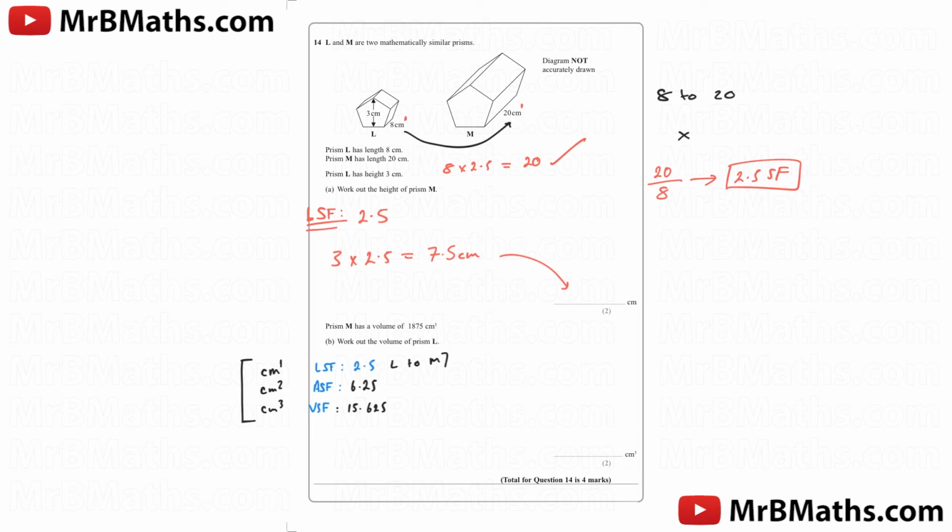So it's worth making this note. Okay, so to get from L to M, we had to multiply because we were increasing. Now we've been given the volume of M, and we need to get to the volume of L. So we are going to be decreasing.